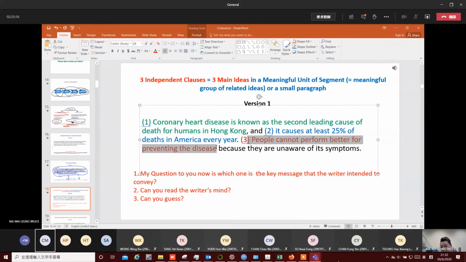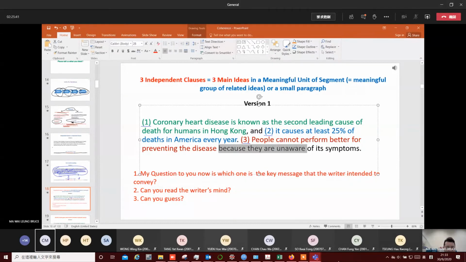Three independent clauses. In other words, three main ideas, and one dependent. So in just a really short text, we have three main ideas. Each idea is on equal footing and receives equal attention. So it's no surprise that people cannot tell which one is the main idea. It's confusing in that sense.